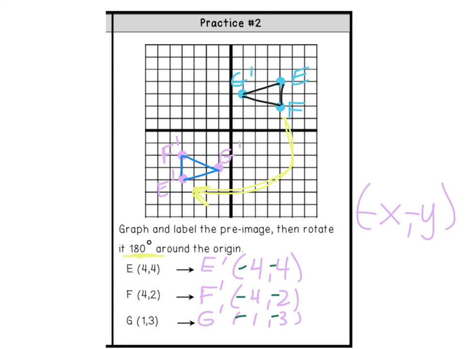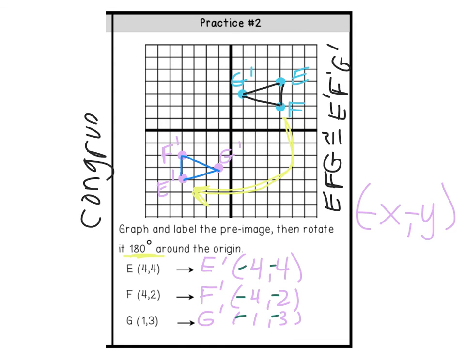Let's write our congruency statement. See if you can fit that somewhere on your paper. I'm going to put mine right here. The original EFG is congruent to, the equal sign with the squiggle, E prime, F prime, and G prime. So far all of our transformations have created congruent figures. And congruent means all of the side lengths and all of the angle measures that are inside are all equivalent, or all the same.